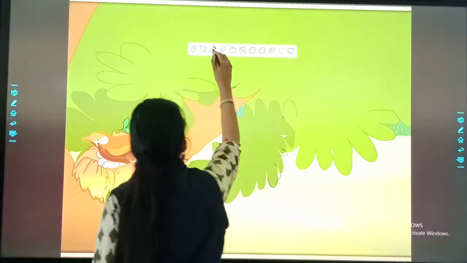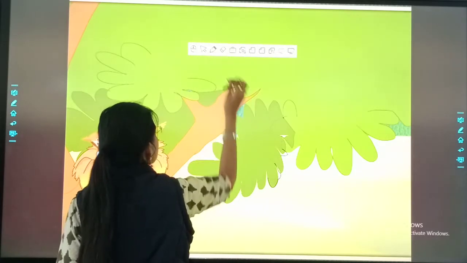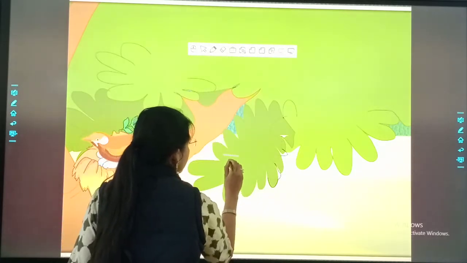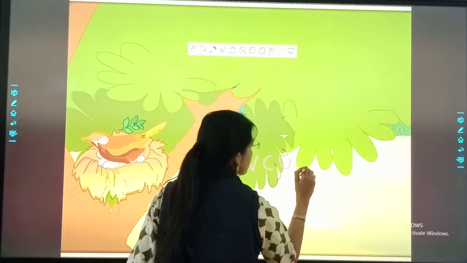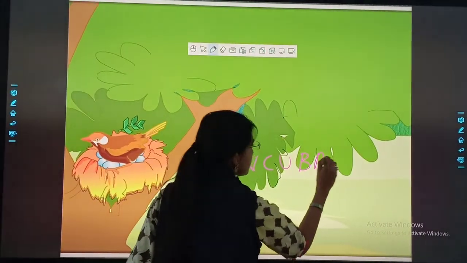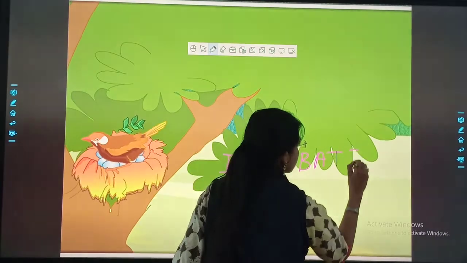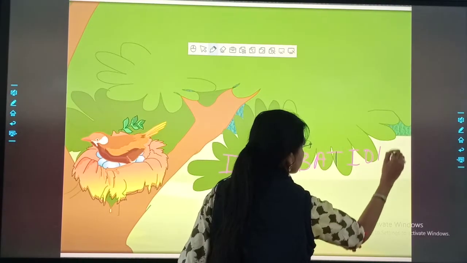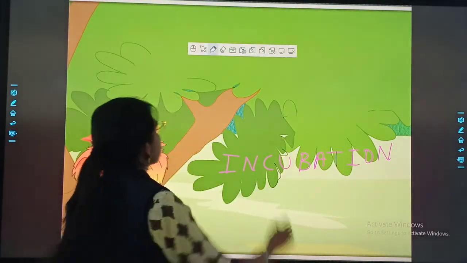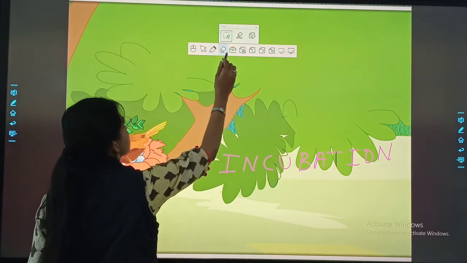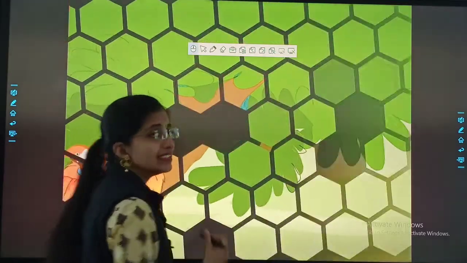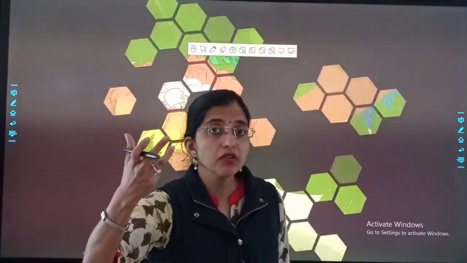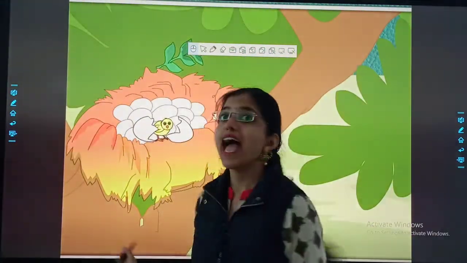Come on, mark this in your textbook. It is known as incubation. And the next process was known as, when the baby comes out, this is known as hatching.